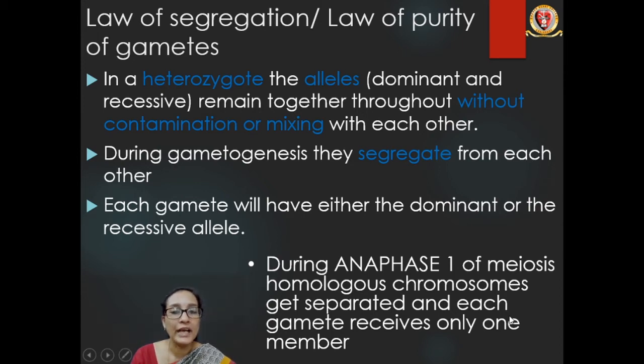But during gametogenesis, they separate from each other so that each gamete will have only one allele, that is the dominant or the recessive allele. This happens during anaphase 1 stage of meiosis. As you know, meiosis happens during gametogenesis. It is a reductional division to ensure that only haploid gametes are formed.